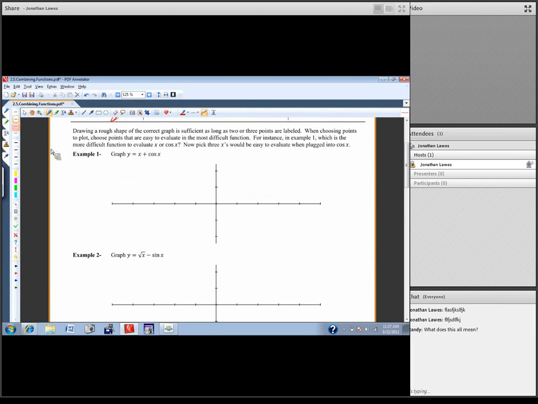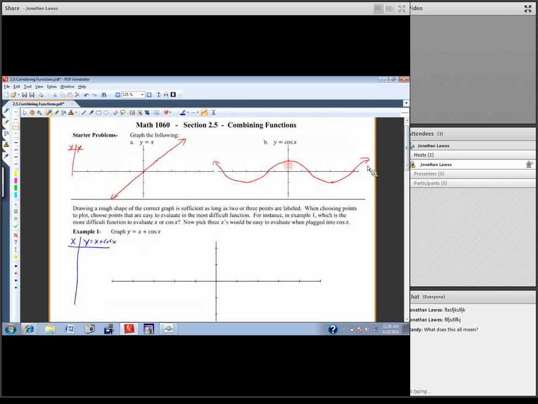So I'm going to switch colors here. We're going to put a little XY table. So we're going to have X and Y. And remember, Y is X plus cosine X. So as you're picking points to evaluate this function, it would be best if you picked ones that are easy to evaluate in the more difficult of the two. So we've got x and we've got cosine x. So by far this is the more complicated one. So we're going to pick things that are easy to evaluate there, like over here at 0 and at pi halves and at pi. And 2 or 3 points is going to be plenty in order to figure this out.